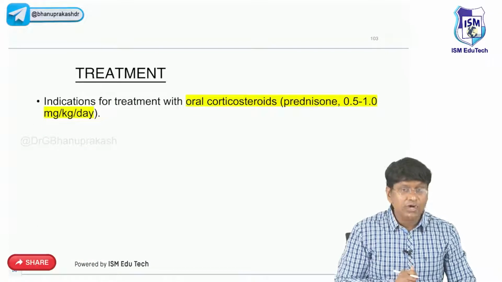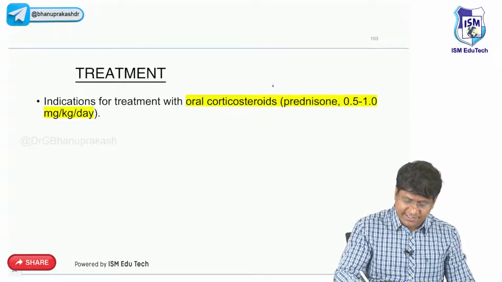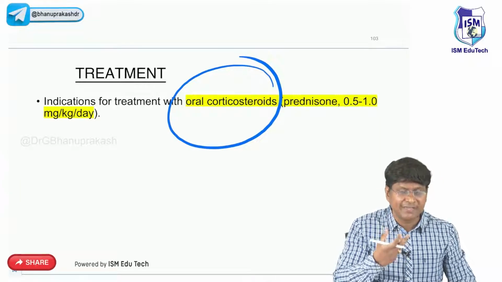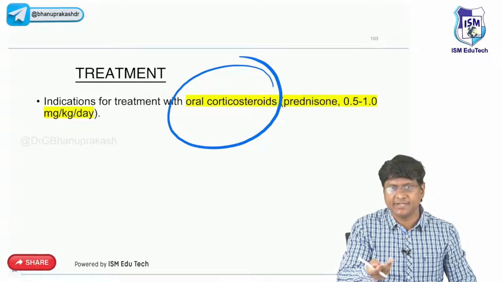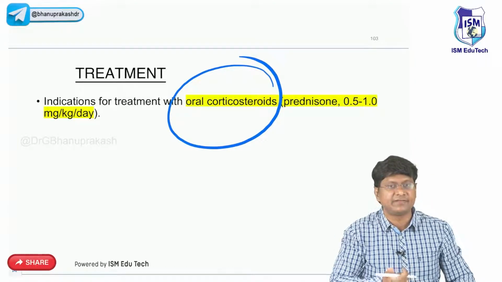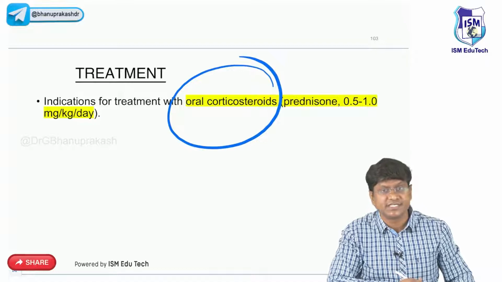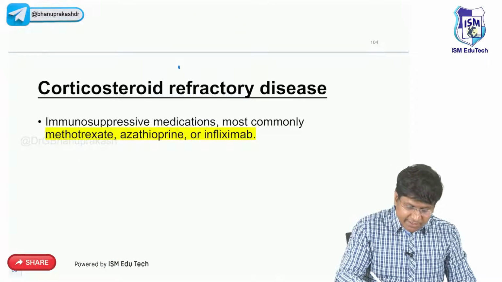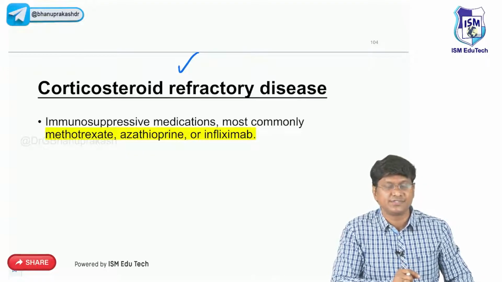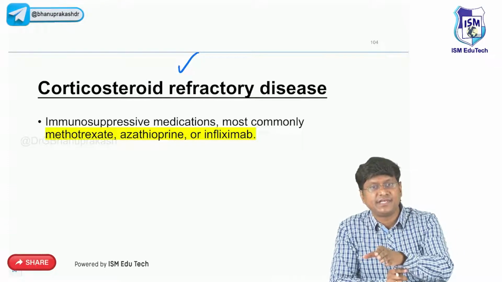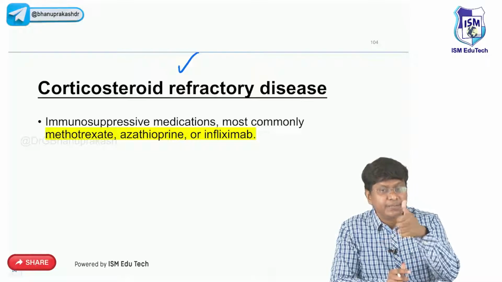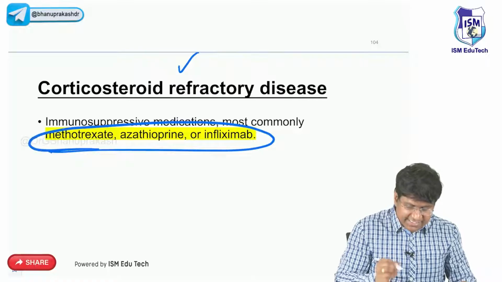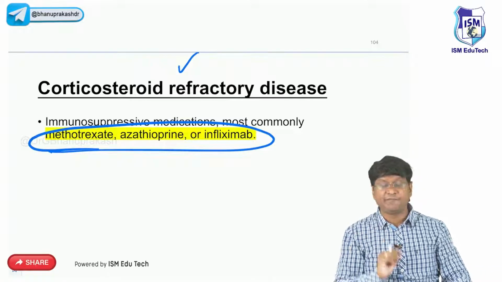Okay, now what is the treatment? See, the drug of choice in these individuals will be steroids. The basic pathogenesis of sarcoidosis is immune hyperreactivity, and you want to suppress that immune hyperreactivity, so you can give corticosteroids, that is prednisolone. But a concerning point is the corticosteroid refractory condition. In corticosteroid refractory disease, the drugs most commonly used are methotrexate, azathioprine, or infliximab. These are the three drugs for corticosteroid refractory disease.